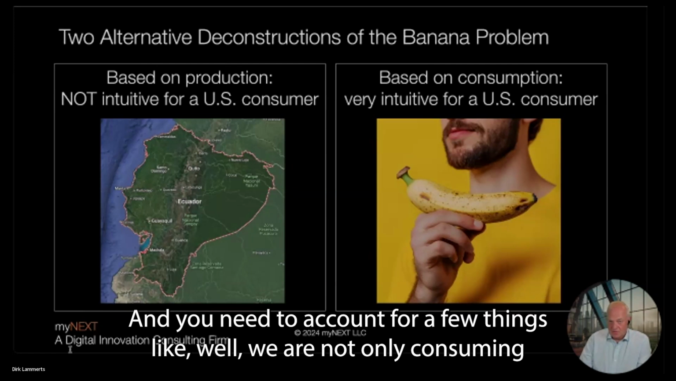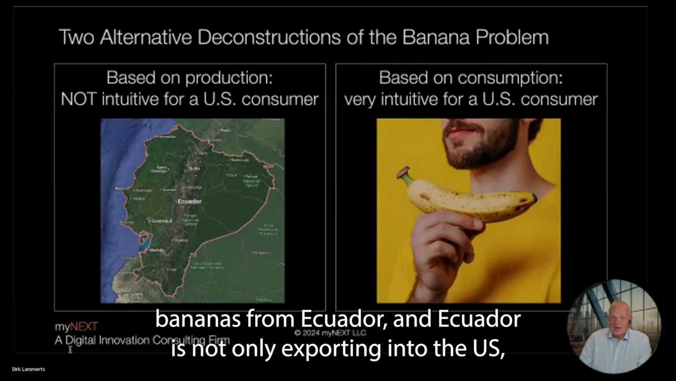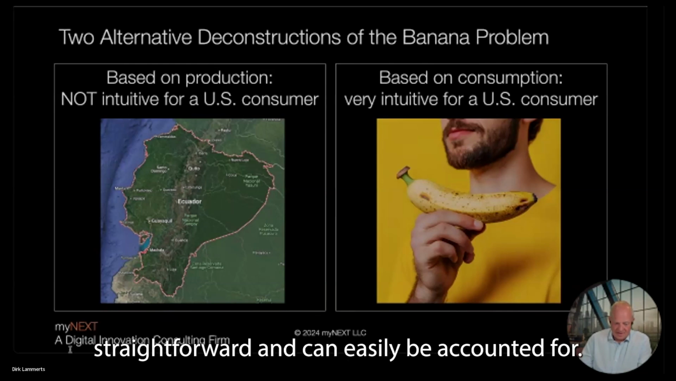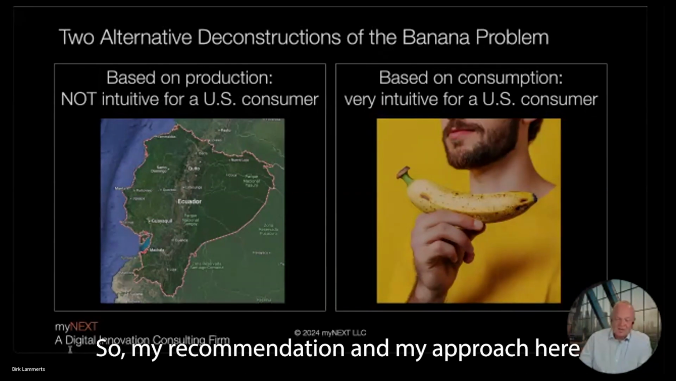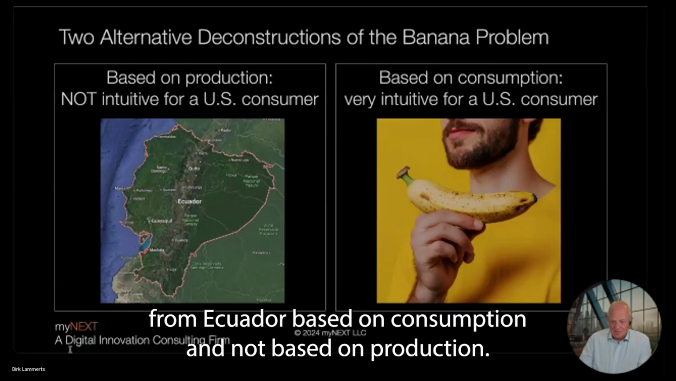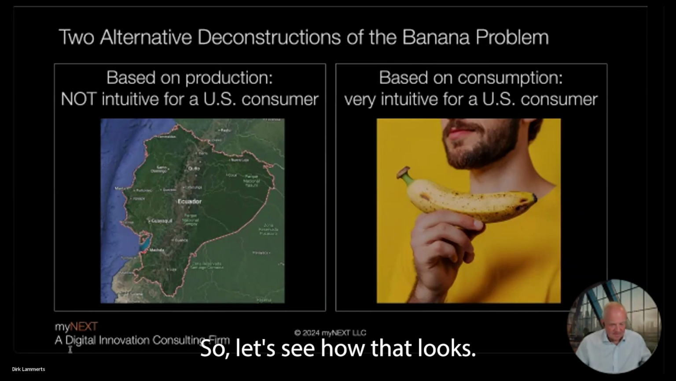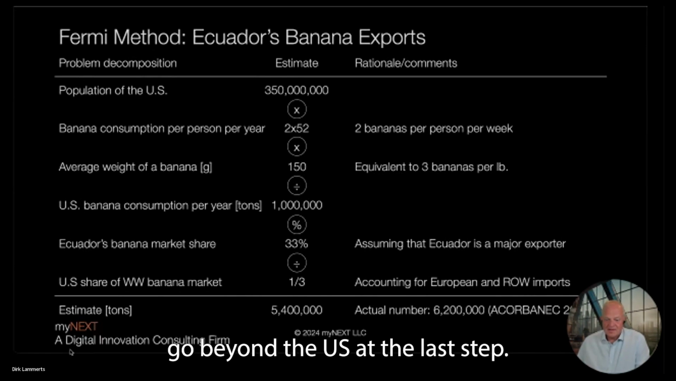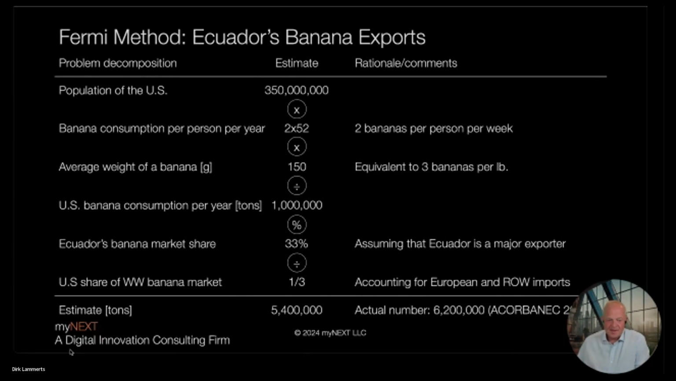And you need to account for a few things, like, well, we are not only consuming bananas from Ecuador, and Ecuador is not only exporting into the US, but in terms of magnitude, it's something that's pretty straightforward and can easily be accounted for. So my recommendation and my approach here is to estimate the banana exports from Ecuador based on consumption and not based on production. So let's see how that looks. Let's focus solely on the US and then go beyond the US at the last step.